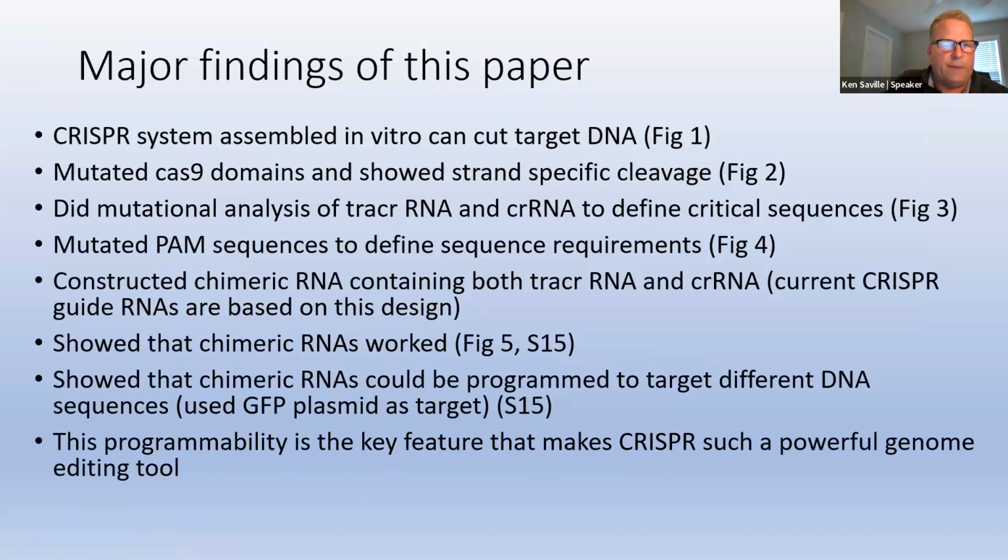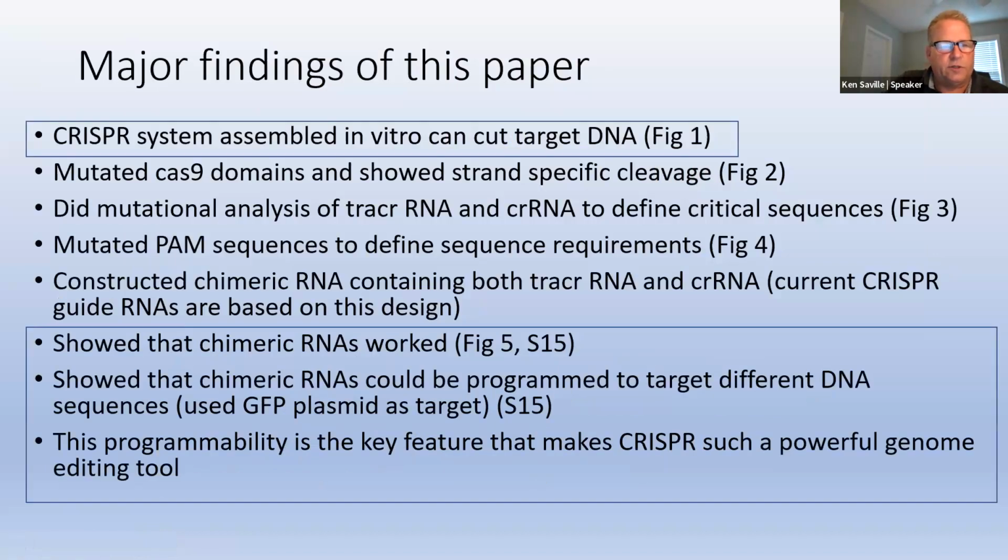These are all the major findings of the paper. We went through all of these in the class, but I'll just do these two in this talk. And so just the basic in vitro system where they were able to get CRISPR to actually cut DNA in a specific manner. And then how they were able to put those two RNAs together and make a chimeric RNA.